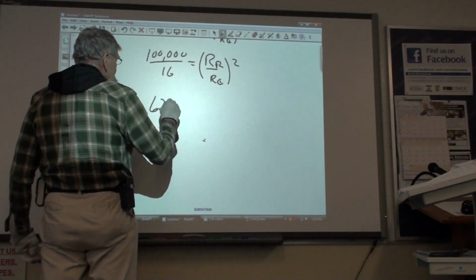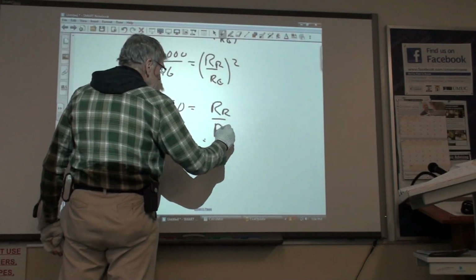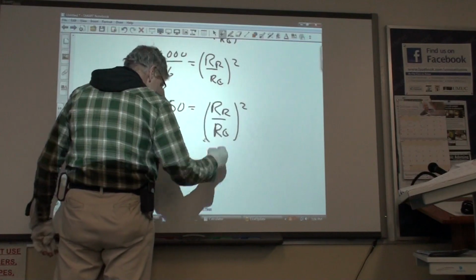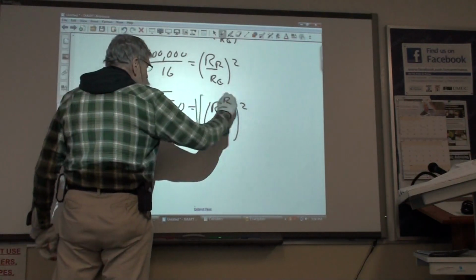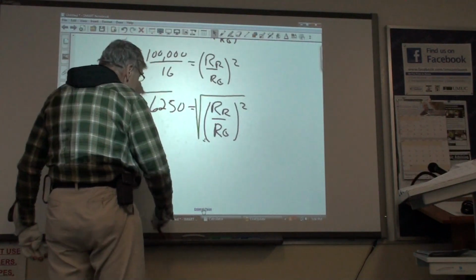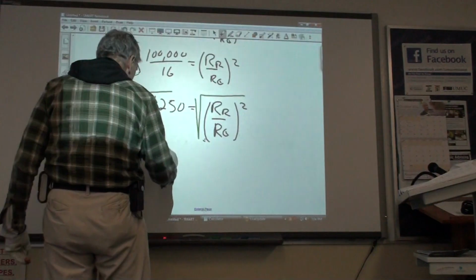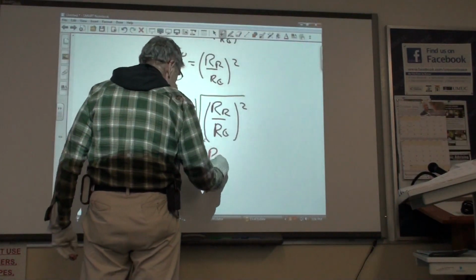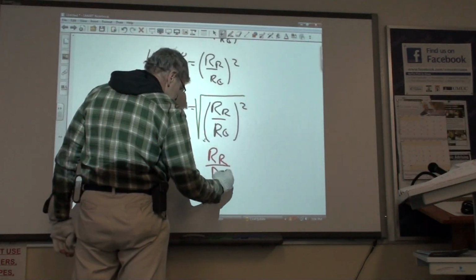So 6250 is equal to what we're looking for to the square power. So what you do is take square root of both sides. And the square root of 6250 is 79. So 79 is equal to the ratio of the radius of the Regal star to the radius of the sun.